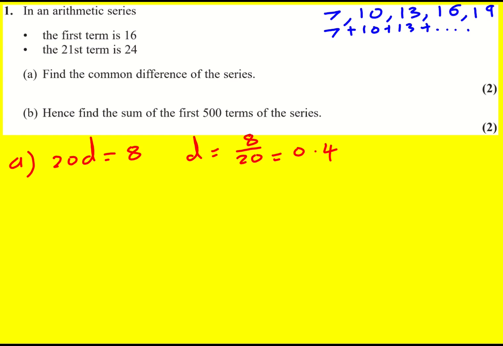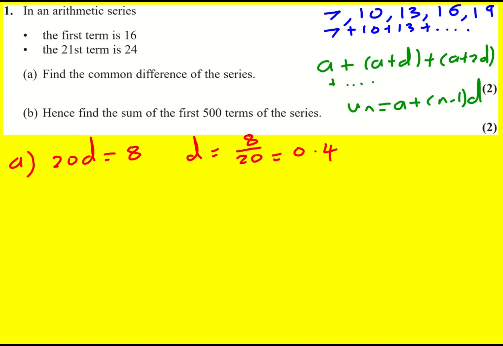You might prefer to do this question by using the nth term. The general arithmetic series will be a plus (a plus d) plus (a plus 2d), and so on. But in fact, for the nth term, the second term, I just add 1 lot of the difference. The third term, 2 lots of the difference. For the nth term, it's n minus 1 lots of the difference. So then we could substitute that in.